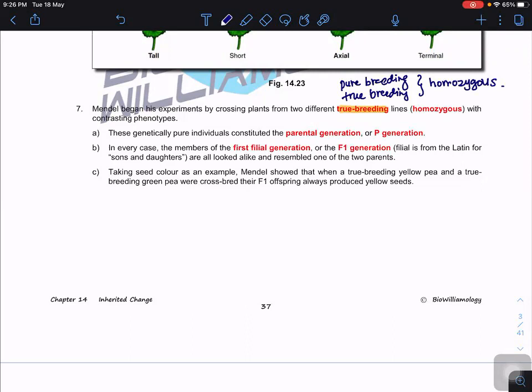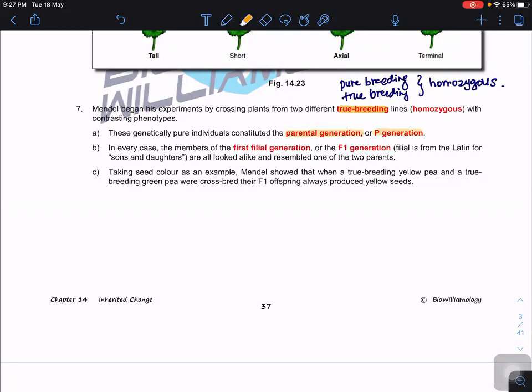So sometimes a question will ask you to draw a genetic diagram to show how two pure breeding yellow plants can result in the formation of something. If you do not know what is meant by pure breeding or true breeding, then you do not know their genotype. So basically pure breeding and true breeding mean they are homozygous. Mendel labeled these as the parental generation or P generation.